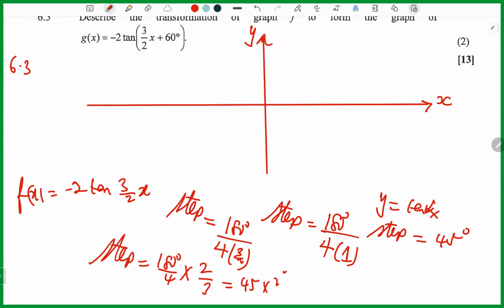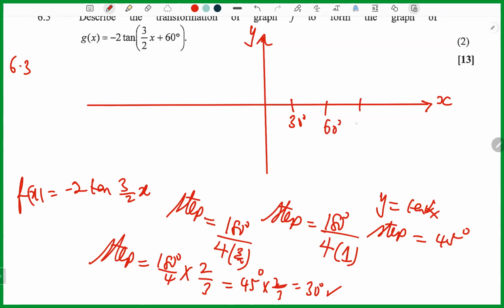You multiply that by 2, but you divide by 3. So this is 90 divided by 3, which is 30 degrees. So we're going to be moving in steps of 30. It's very important that you calculate this step. So this is going to be exactly 30.